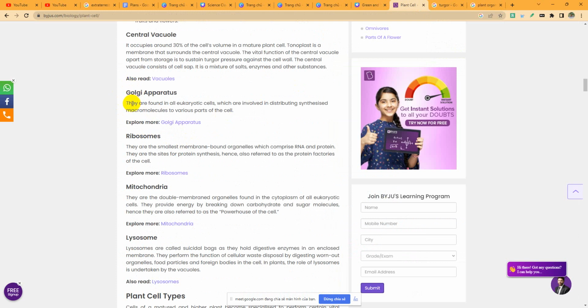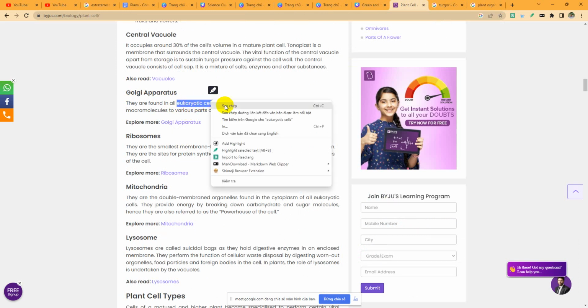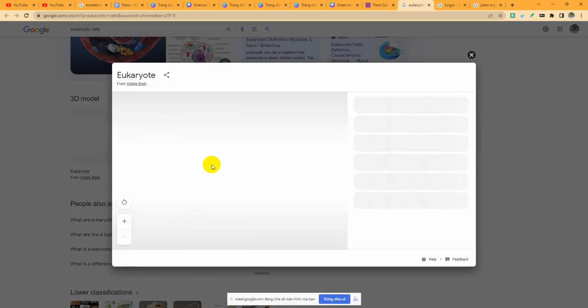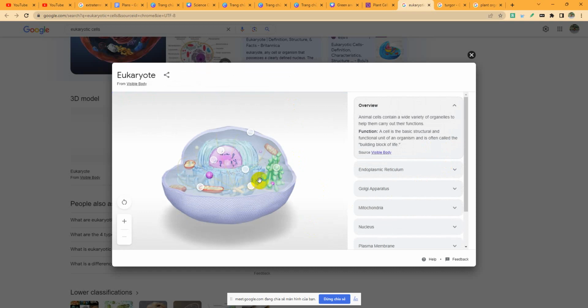So here, they're found in all eukaryotic cells. Okay, so we have a very unfamiliar concept here you may not know about: eukaryotic cells. Since I know how to simplify it in my own words, I'm just gonna research it. Here's the eukaryote. It's basically the cell, an organism whose cells have a nucleus. Basically, any cell that has a nucleus at the center is a eukaryote. And here's the 3D picture of this cell in case you're wondering.